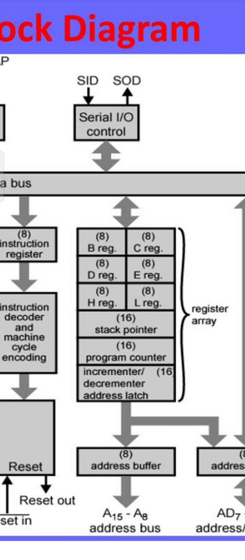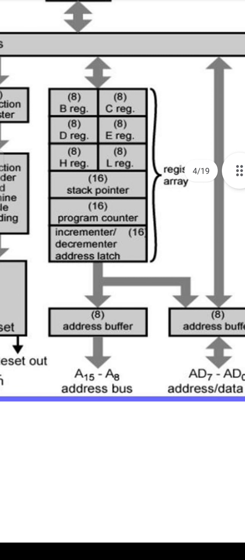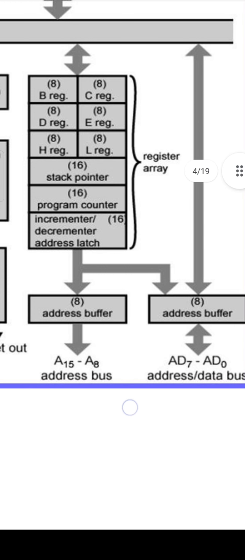Got it? Now, the next one is the increment or decrement address latch, which is a 16-bit latch. That is, the data is loaded from the program counter and stack pointer into the increment or decrement address latch. Since it is 16-bit, it is divided into address buffer of 8 bits.